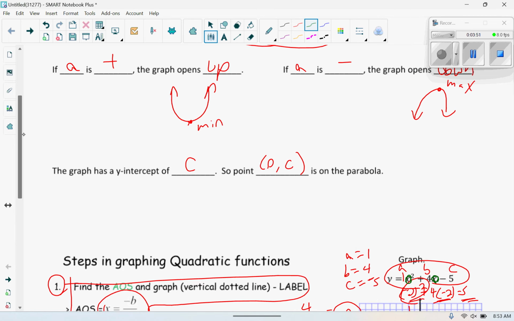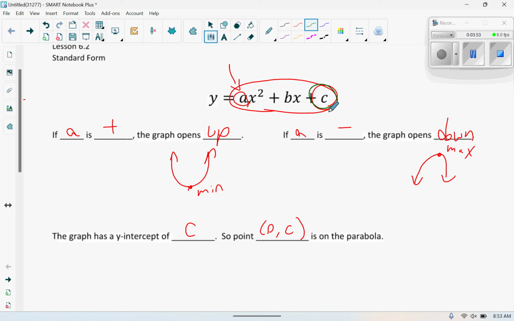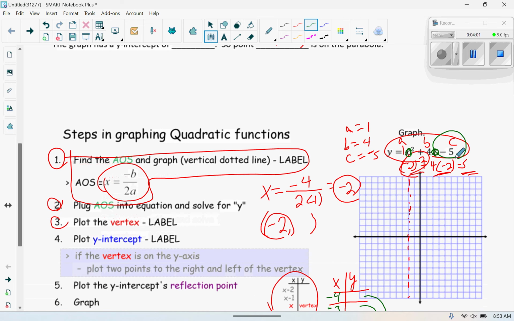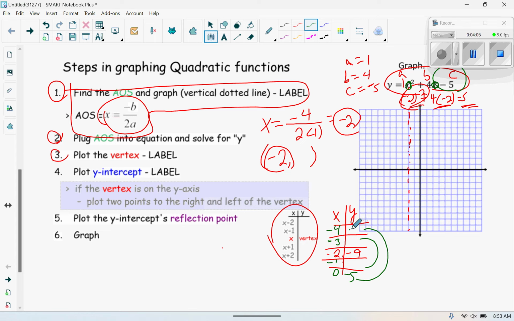So I'm going to go back up to what I said. Right here, I didn't have to do all that. I just knew already that my y-intercept is going to be -5 because C is -5. So keep that in mind. That's a nice little trick to know. And also those pair with each other. So -4, -5 is also a point.